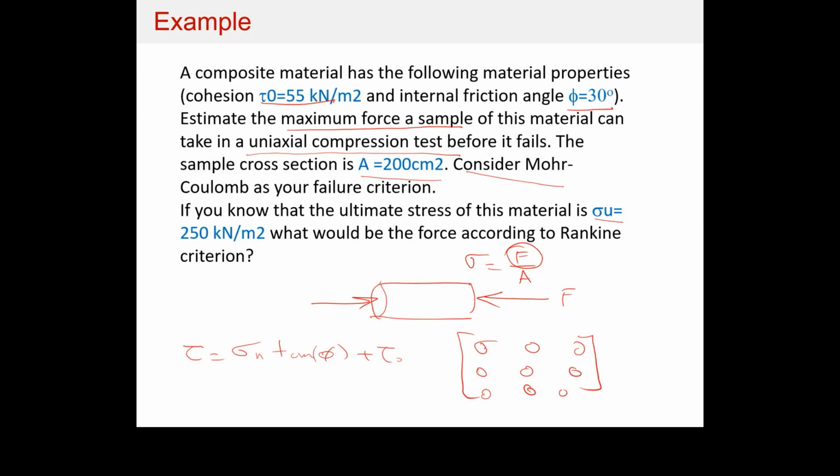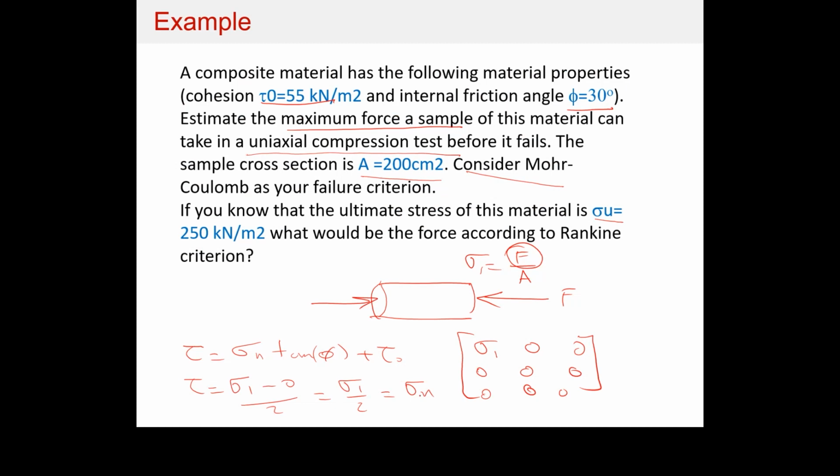We have the stress tensor again, exactly like before, and this is sigma 1 and 0, 0. We know sigma 1 is basically F divided by A, but for the time being, we're just going to use sigma 1. So tau is going to be sigma 1 minus 0 divided by 2, so it is sigma 1 divided by 2. And sigma n is going to be exactly the same thing, so it's going to be sigma 1 plus sigma 3 divided by 2, and sigma 3 is 0, so this is equal to sigma 1 divided by 2 as well. So sigma n is equal to sigma 1 divided by 2, and tau is also sigma 1 divided by 2.